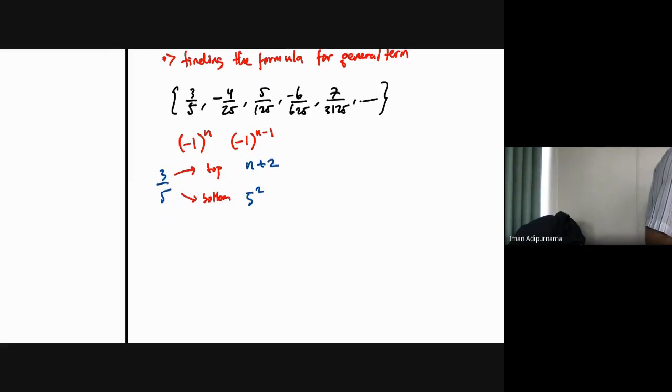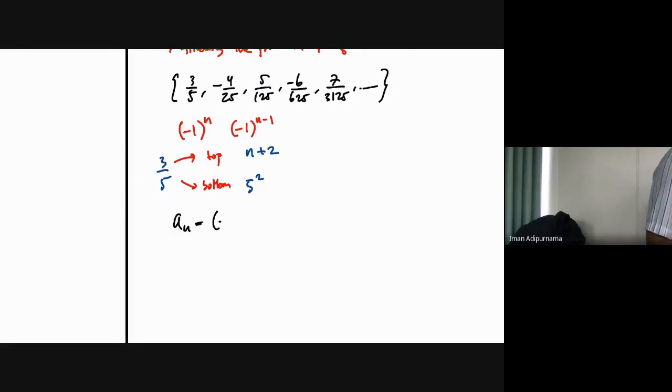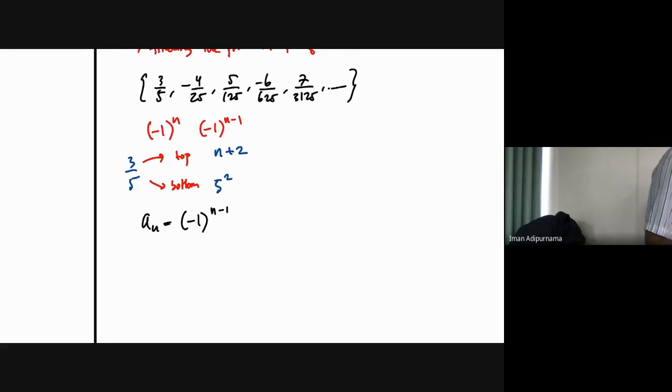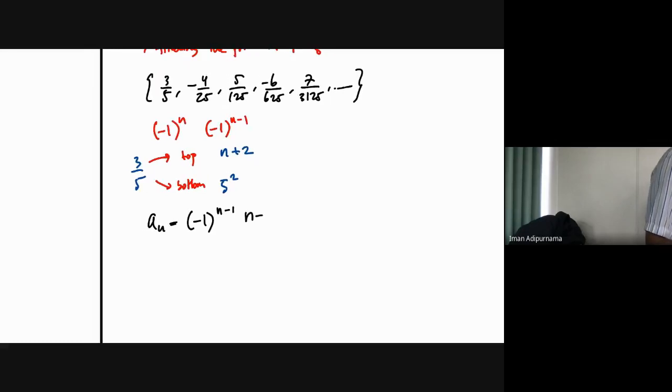So the general term will be an is (-1) to the power of n minus 1, and then n plus 2 over 5 to the power of n. Okay, this is just an example like what you did, I think, in high school. So yeah, if you have an alternating sequence, use the (-1) power here, and depending on when the positive or negative comes out in the terms, you can use n minus 1 or n.